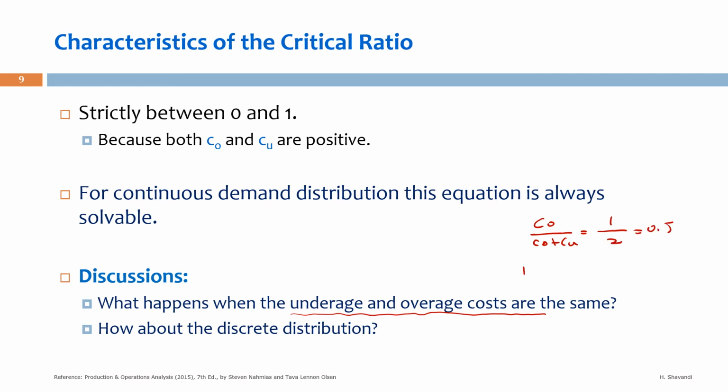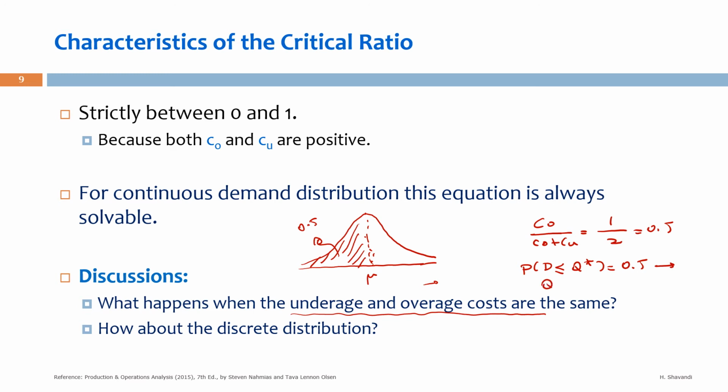In this case, Co over Co plus Cu will be 1 over 2, or 0.5. Okay, so this means that the probability of D being less than or equal to Q star should be 0.5. If we assume that we have a normal distribution for the demand, and as you know, here is the mu, the probability of D being less than or equal to mu, in this area, is 0.5. So in this case, Q star will be exactly mu, the mean.